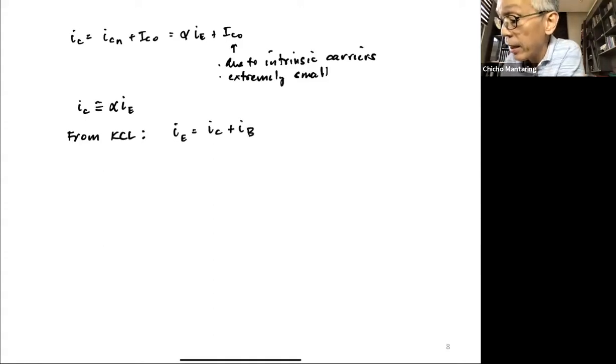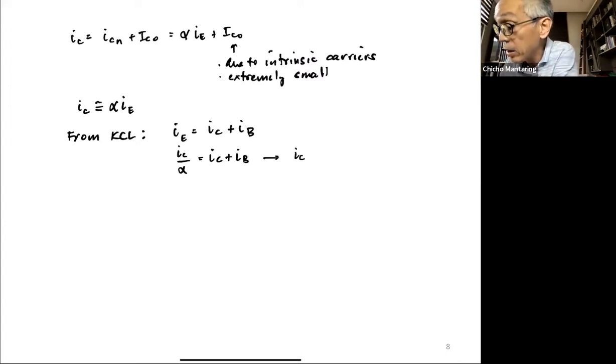Right? And IE is IC, from this equation, IE is IC divided by alpha. So this is IC over alpha, the value of IE, is equal to IC plus IB. So here we can derive an expression relating IC to IB. So you have IC, from here you have IC times (1 over alpha minus 1) is equal to IB.